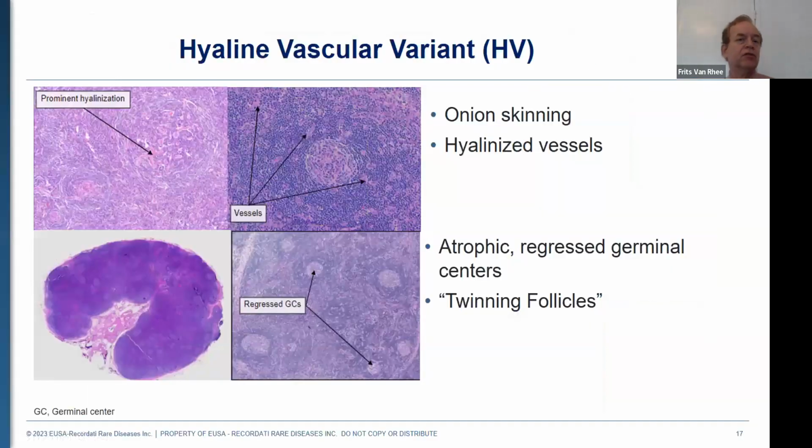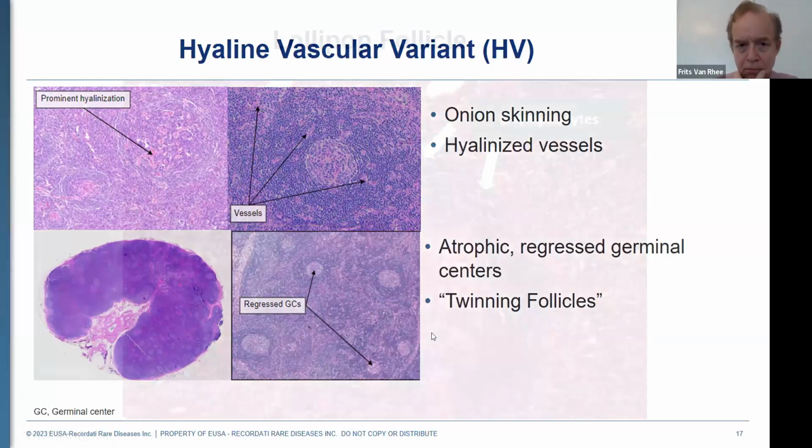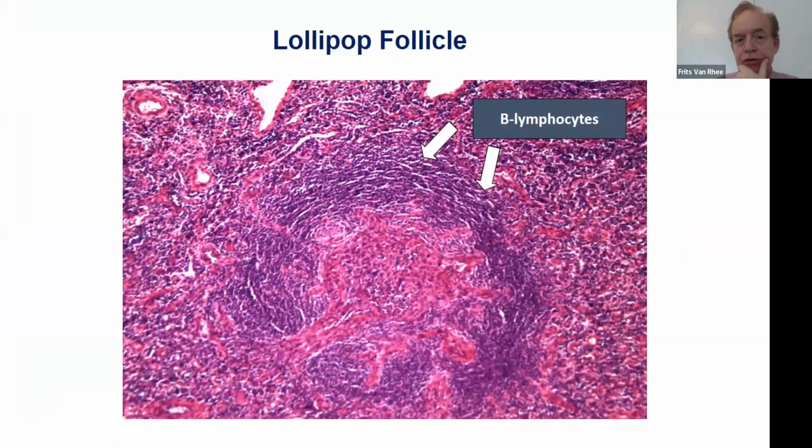So this is the hyaline vascular variant pathology, and one can see here prominent hyalinization. There can be onion skinning with hyalinized vessels. The germinal centers are more atrophic and regressed, and sometimes one can see the twinning of follicles, these follicles very close together. Here's what we call a lollipop that one sees in hyaline vascular variant disease. Here are the B lymphocytes, these onion rings of B lymphocytes, and there's a radial penetrating vessel here.